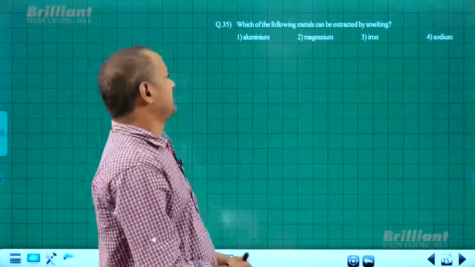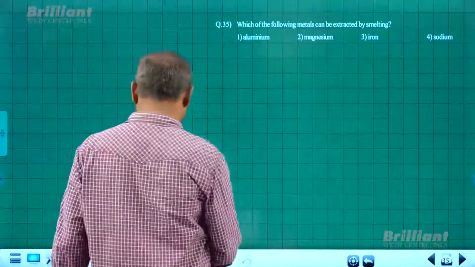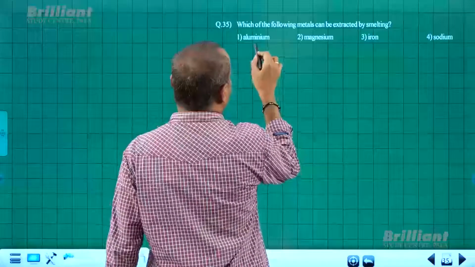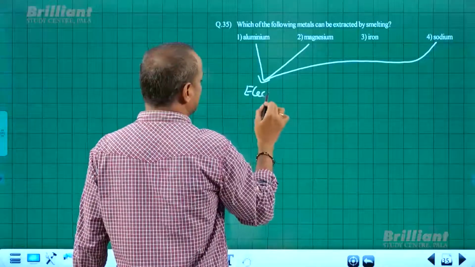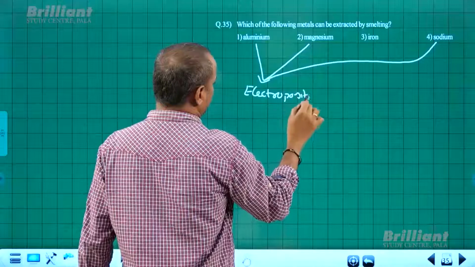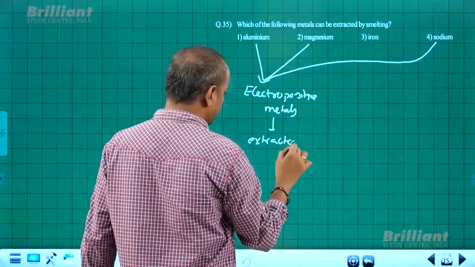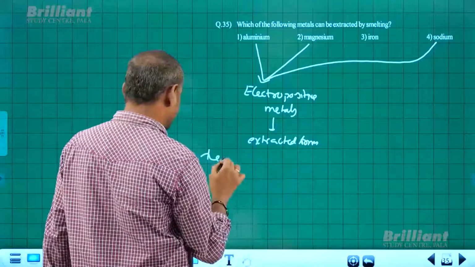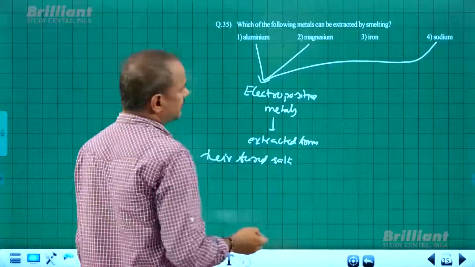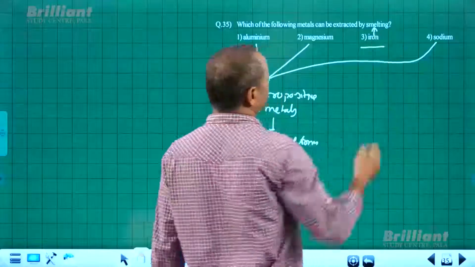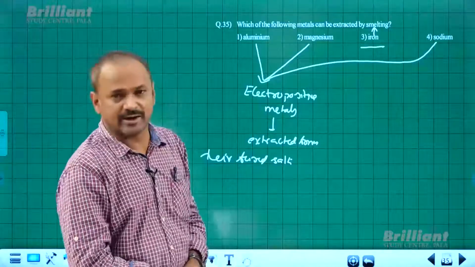Cassiterite is not magnetic. Among the following, which metals can be extracted by smelting, meaning using some reducing agent? Aluminium, magnesium, sodium are electropositive metals, extracted from their fused salts. Less electropositive metals like iron can be extracted by smelting, using coke as a reducing agent.